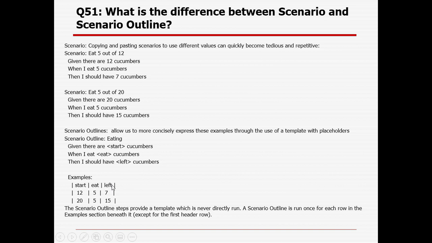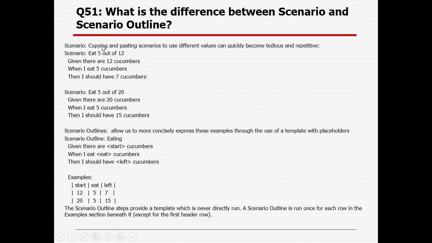The first row will be the variable header, and in the other rows we can have the different data sets. So in case you have 5 rows for the variable data, your scenario will run 5 times. That's how you can distinguish between the scenario and scenario outline. In case you are using scenario outline, you have to use examples.